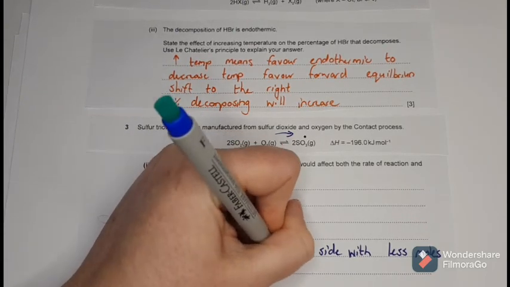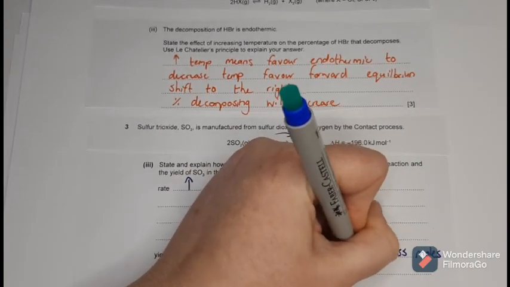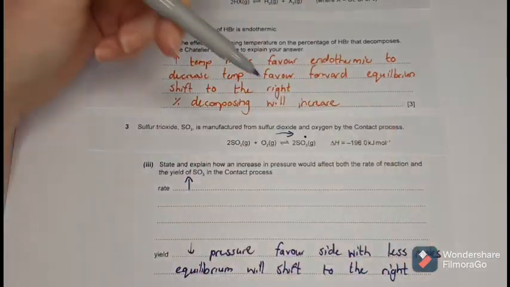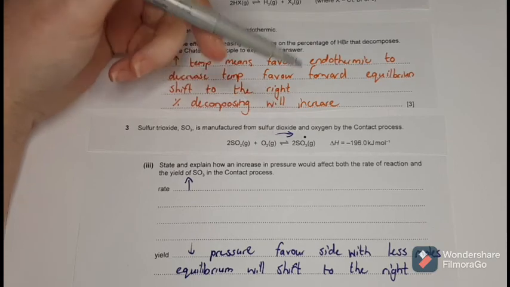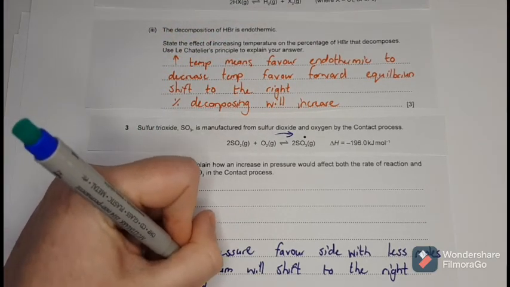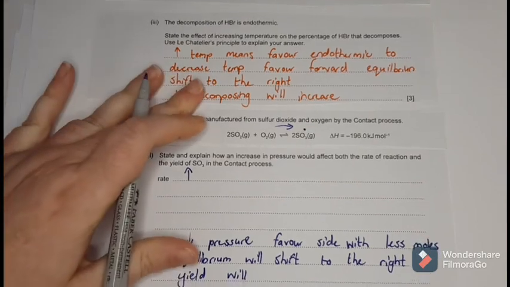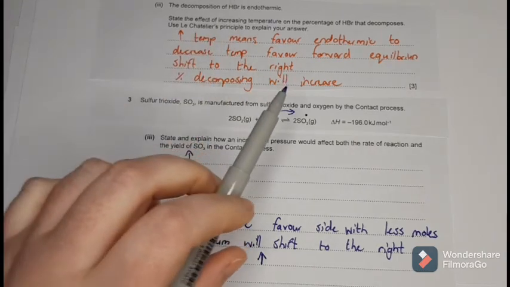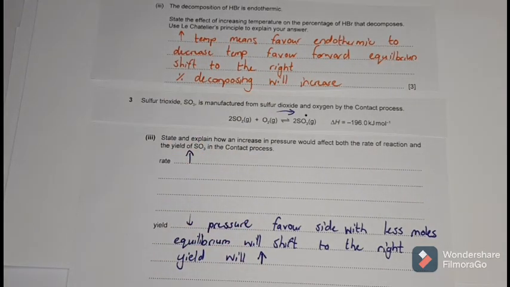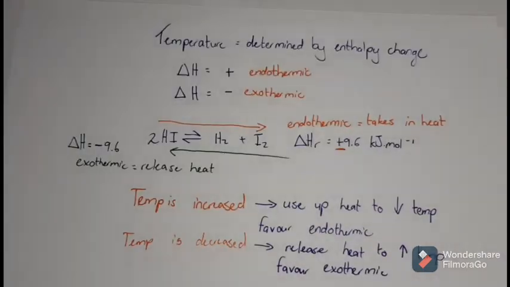will shift to the right, and that means I am going to make more SO3. So the yield of SO3 will increase, because I'm shifting to the side with the least number of moles.